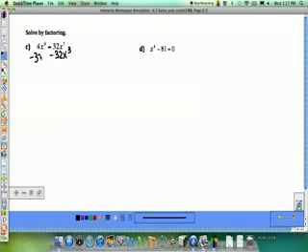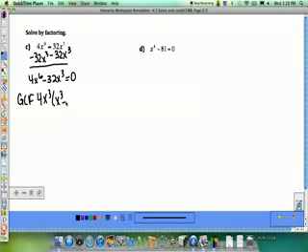On example C, we're actually going to solve this one. So if we're going to solve by factoring, we're going to want to set it equal to 0 first. So we're going to minus 32x cubed over. So I'm going to have 4x to the 6th minus 32x cubed equals 0. Take out my GCF, which is 4x cubed. That will leave me x cubed minus 8.